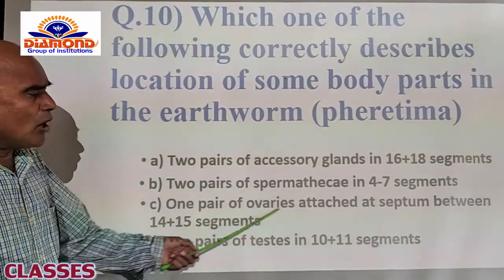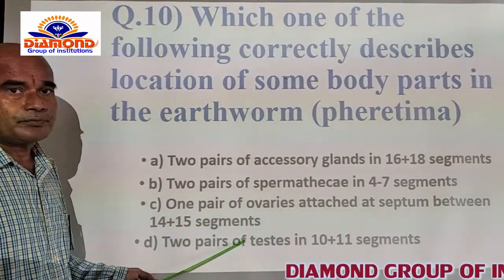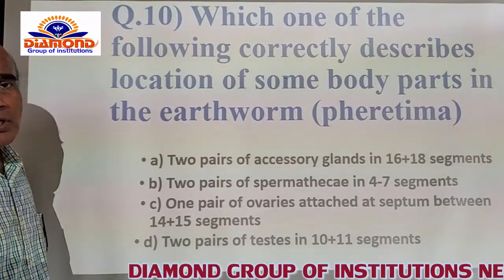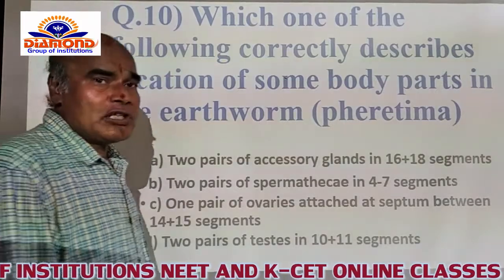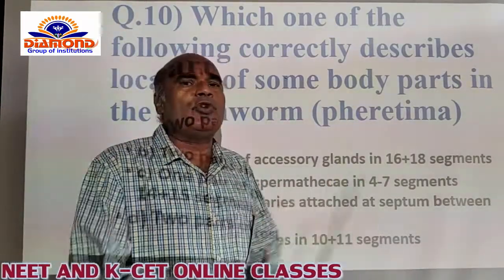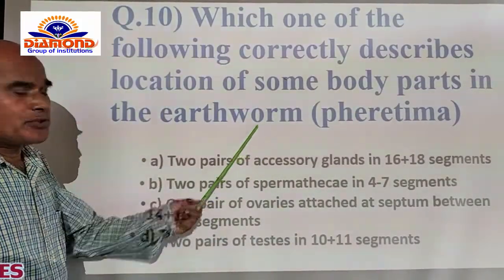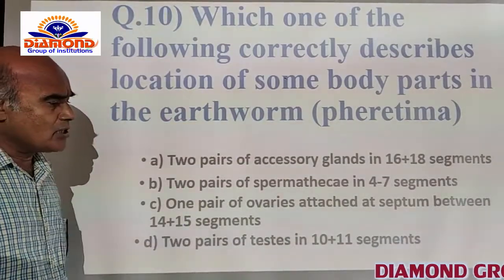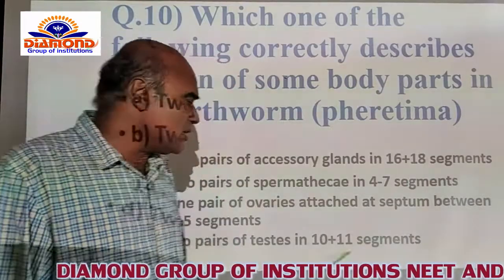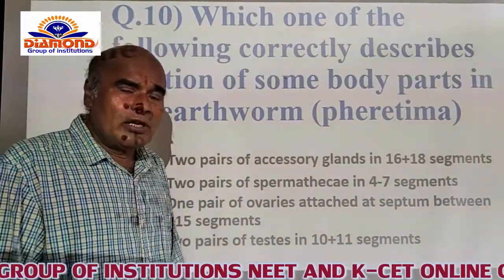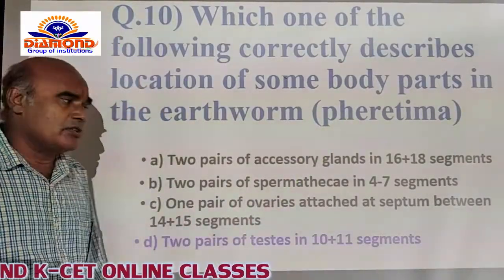Whereas option C says one pair of ovaries is attached at the septum between the 14th and 15th segments itself. Of course, one pair of ovaries is naturally present, but unfortunately it is not present between the 14th and 15th segments. They are present between the 13th and 14th segments. That's why option C is also not correct for this question. Only two pairs of testes are present. One pair is present in the 10th segment, and the second pair of testes is present in the 11th segment itself. In that way, the fourth option, D, is related to this question. That's why D is the correct option.